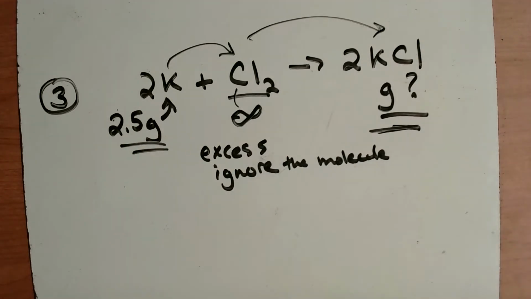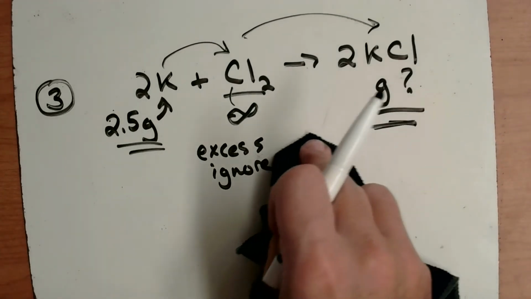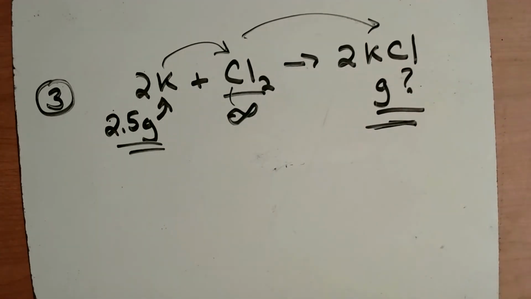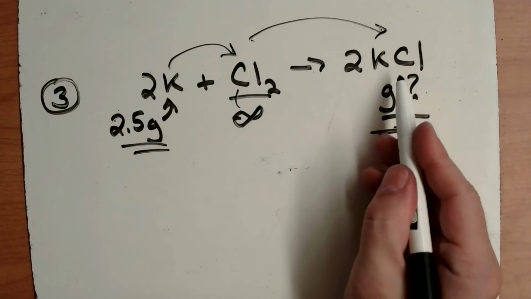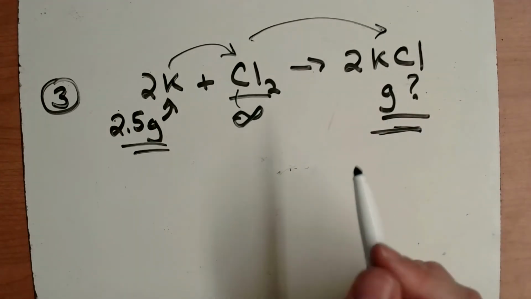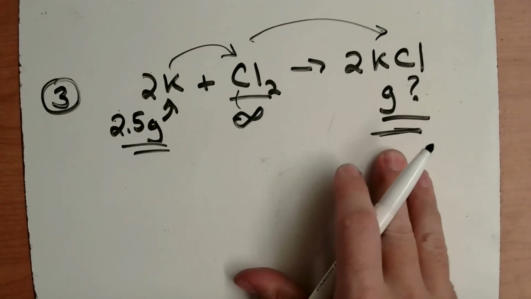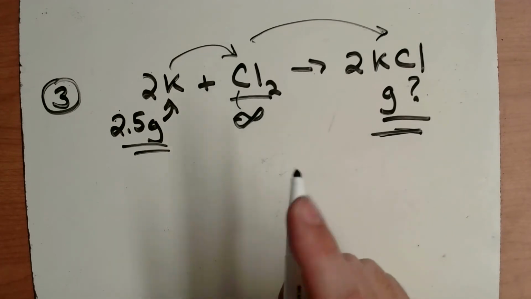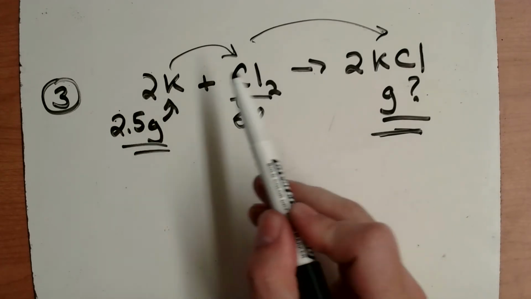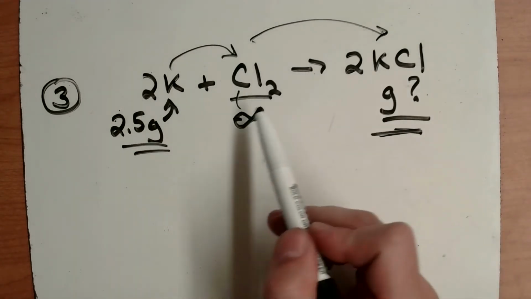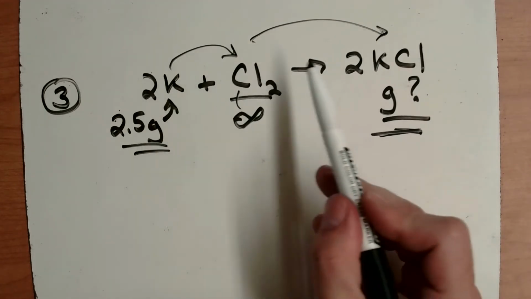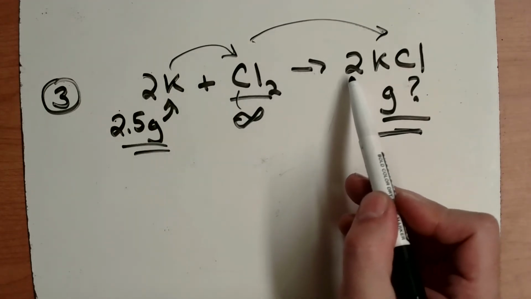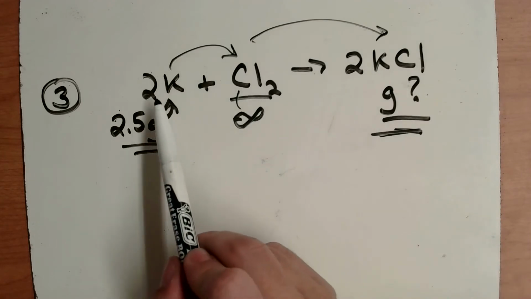In this case we have grams of K, and we want to go to grams of KCl. We cannot simply just use molar ratio here, because this is not 2 grams of K yields 2 grams of KCl. That's not what it says here. It's 2 moles of this yields 2 moles of this. So this is not grams and grams.